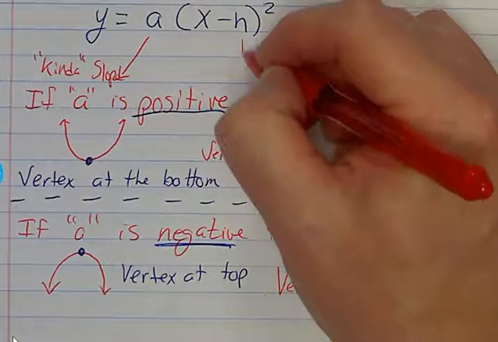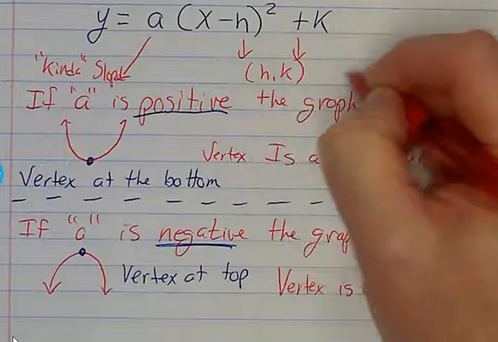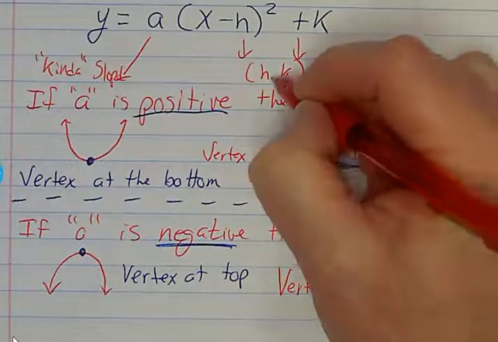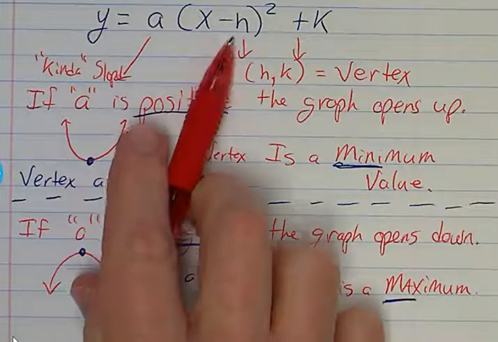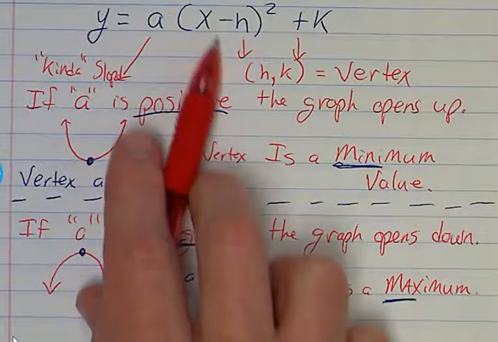Alright, and just like we did on the last test, the H and the K, that's your vertex. So that part's not going to change. That part's still the same thing. Now, we're still going to do like we did in the absolute values. Inside the absolute values, we change the sign. Now it's inside the parentheses, you're going to change the sign.